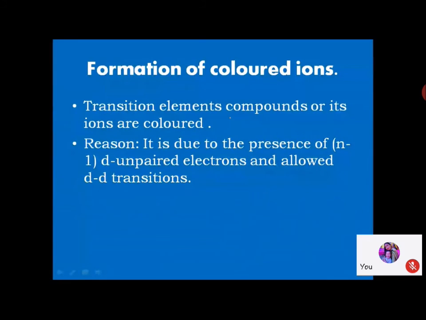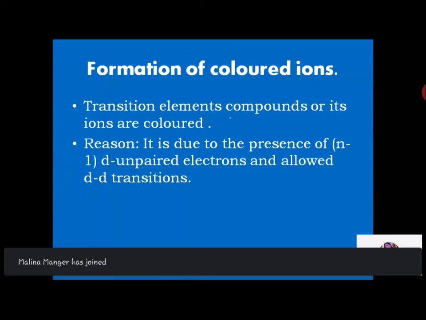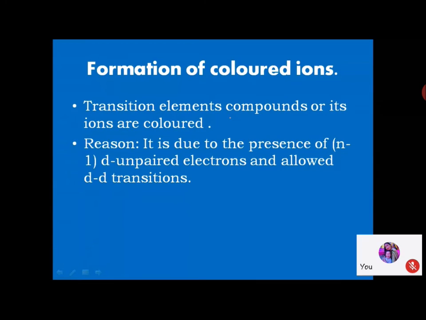colored compounds. So copper sulfate, what is the color? Copper sulfate is blue. Potassium permanganate, which you used in the lab in titration, what is the color? Violet, pink. Potassium dichromate is orange, iron sulfate is pale green. Zinc compounds are mostly white: zinc oxide, zinc sulfide, all white. So transition elements and ions are colored. The reason is the presence of unpaired electrons.